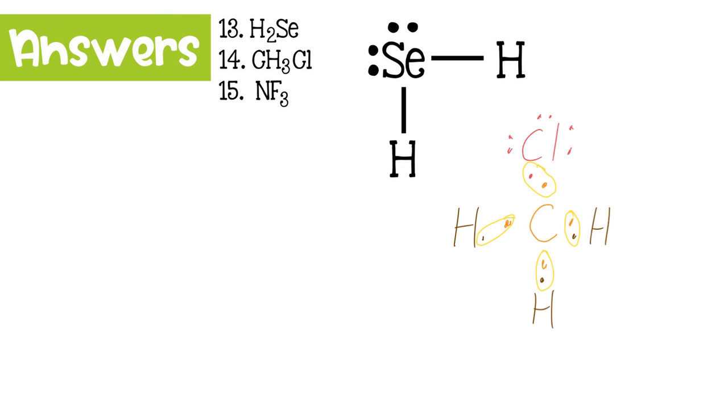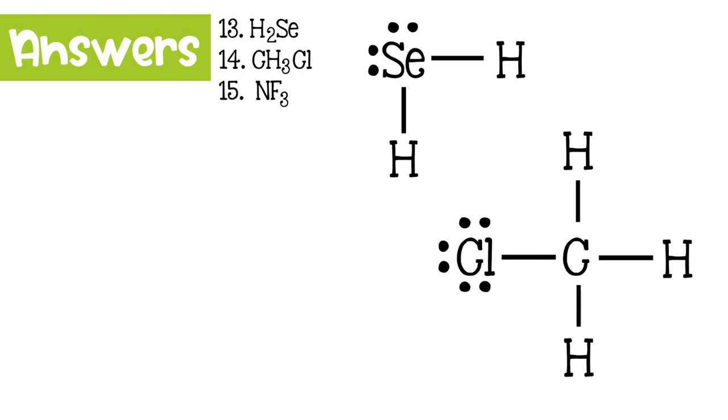Now chlorine has 6 unbonded electrons and 2 bonded that are shared. Carbon has 4 bonds around it, which is 8 electrons. Hydrogen each has 1 bond, which is 2 electrons. So carbon and chlorine each have a complete octet, and each hydrogen has a complete duet.